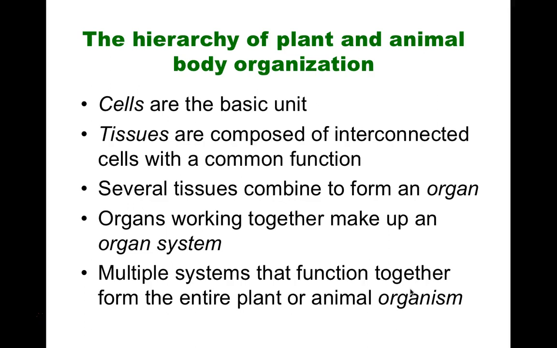An organ can be composed of multiple bits and pieces of different kinds of tissues. Those cells are working toward a common function, and those organs can be collectively organized or assembled into what we call an organ system, like the respiratory system, or the lymphatic system, the central nervous system. Multiple systems that function together form an entire plant or animal, or what we call an organism.